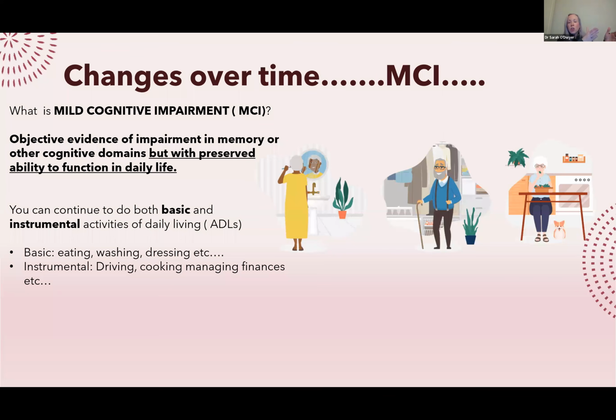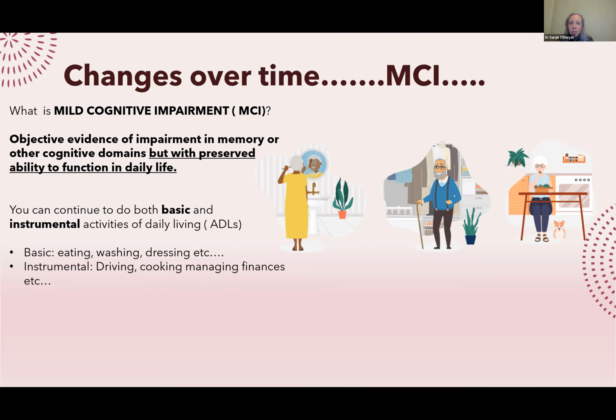So if you've gone beyond the cusp of having age-related changes and you've lapsed into mild cognitive impairment, it's objective evidence of impairment in memory and other cognitive domains, okay, but with preserved ability to function from day to day. So even though these deficits are there, your daily functioning is not impaired. You're able to get on and do what you're always doing without it being significantly impaired. So you're able to do what's known as basic and instrumental activities of daily living.